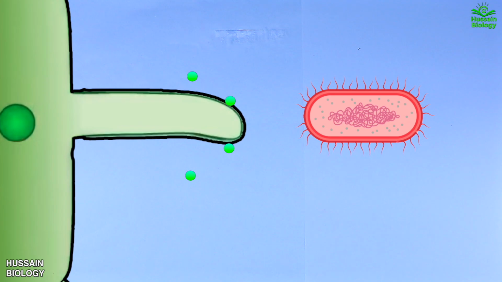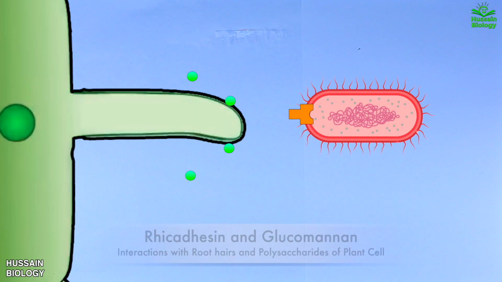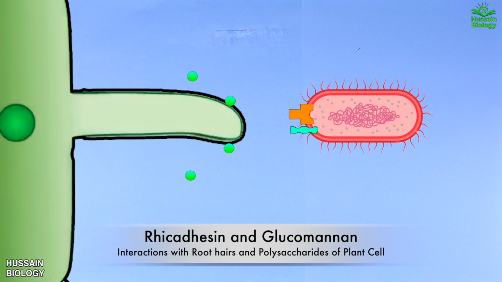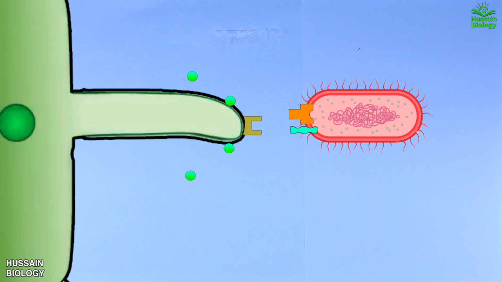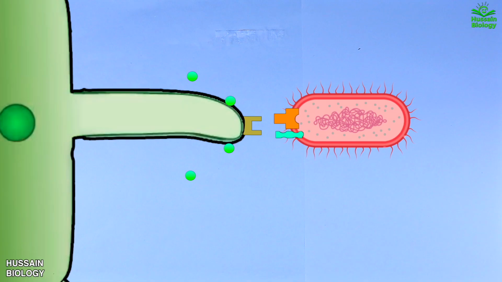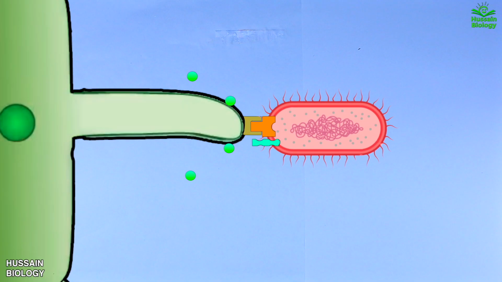The Rhizobium has two important surface molecules for binding, the rhicadhesin molecule and glucomannan polysaccharide. On the other hand, we have the lectins on the root hair as shown in the diagram. Here in this diagram we can see how Rhizobium binds with root hair with these molecular interactions. So upon binding, the Rhizobia respond by producing nod factors.